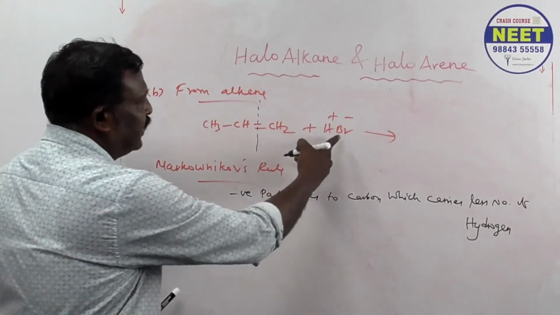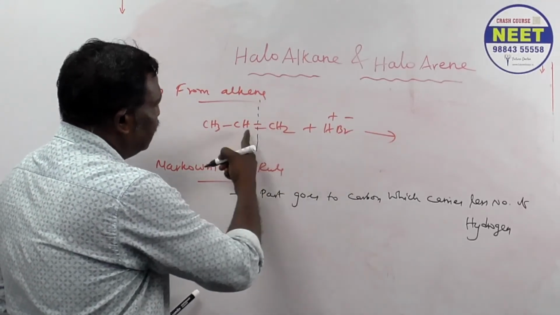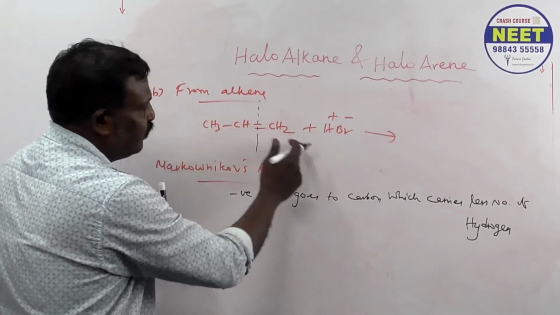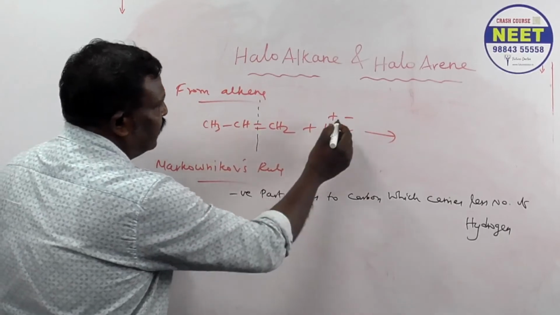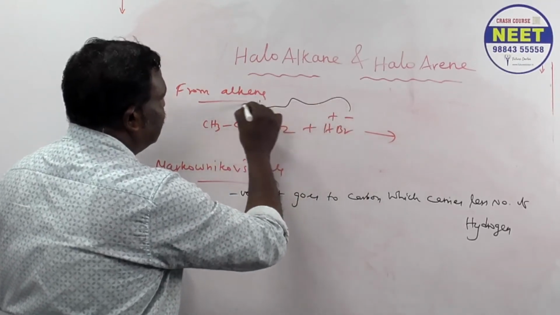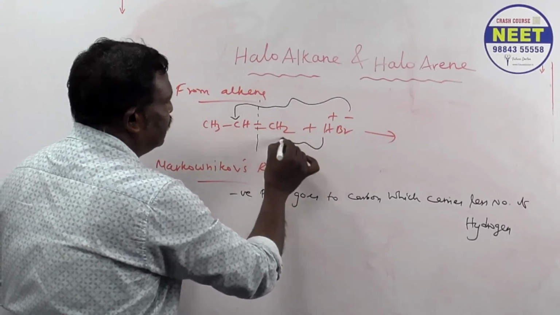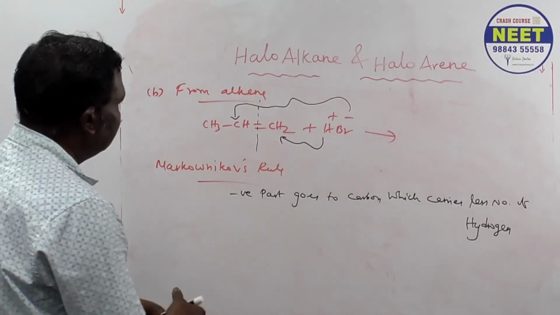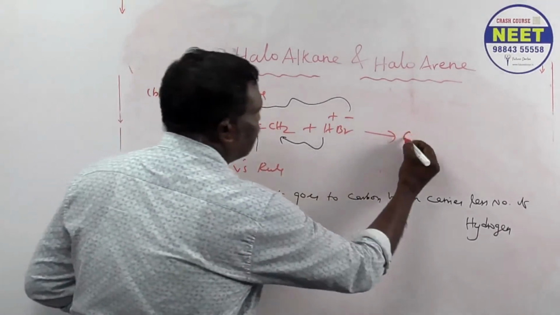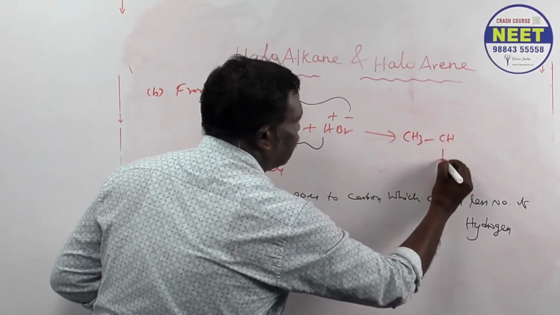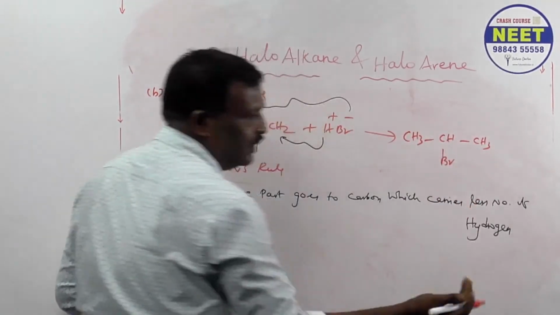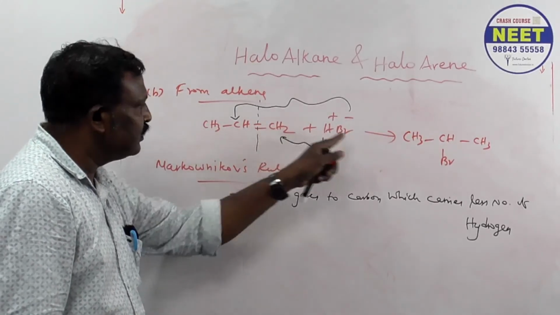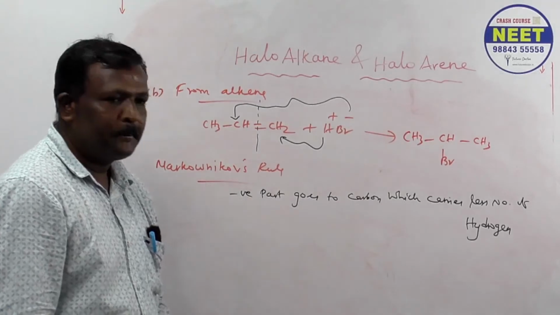Negative part means, who is the negative part here? This is the negative part, isn't it? Here we are splitting, no. Which carbon has less number of hydrogen? This carbon has less hydrogen. So the negative part goes here, and the positive part goes here. Understood? So what's the product? CH3, CH, Br, CH3, single bond. Whenever something adds, the double bond becomes a single bond. Understood? Okay. 2-bromopropane.